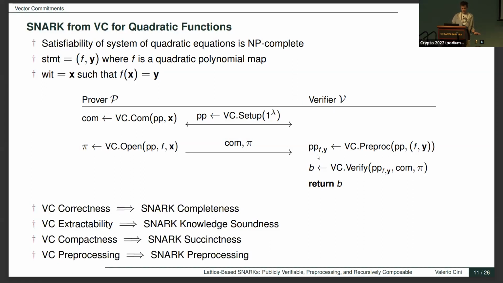From this construction, we see that the properties of the SNARK are in one-to-one correspondence to the properties of the vector commitment. The correctness of the vector commitment implies the completeness of the SNARK. The extractability of the vector commitment implies the knowledge soundness of the SNARK. Compactness of the vector commitment gives us the succinctness of the SNARK. And then the preprocessing of the vector commitment will give us the preprocessing of the SNARK. In this way, we reduce the task of constructing a SNARK for NP to that of constructing a vector commitment with this property.